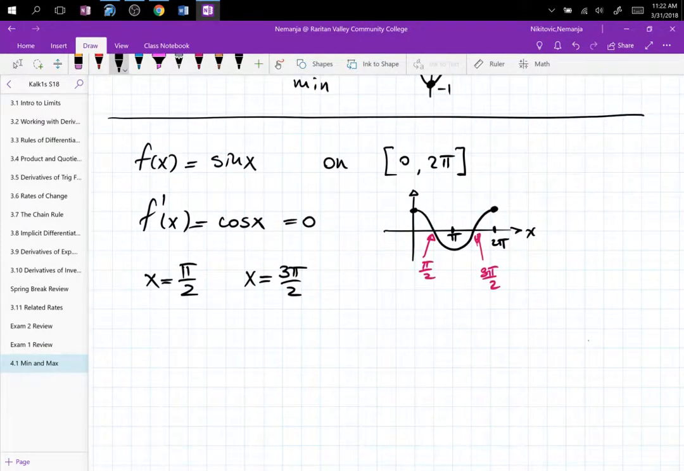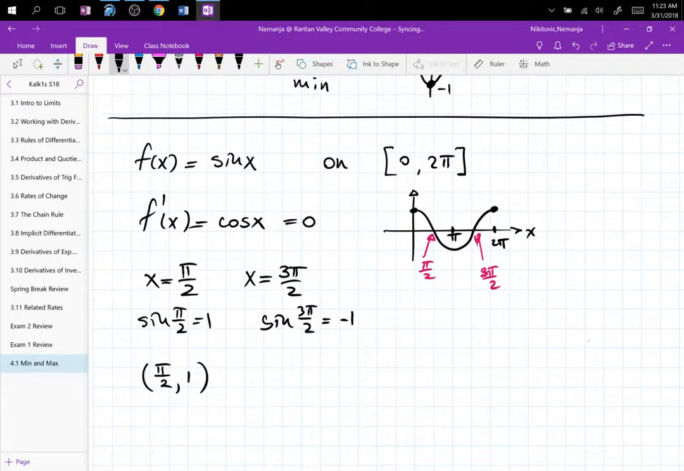Now, if you plug those values back into sine to compute their y values, sine of pi over 2 is equal to 1, and sine of 3 pi over 2 is equal to negative 1. So I have a critical point (pi over 2, 1) and a critical point (3 pi over 2, negative 1).